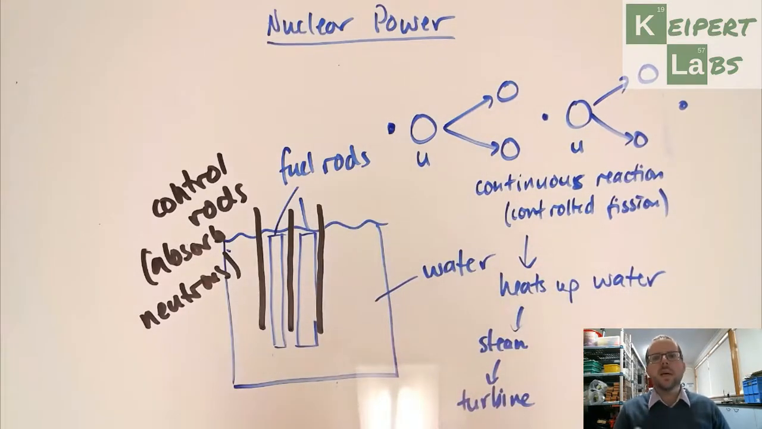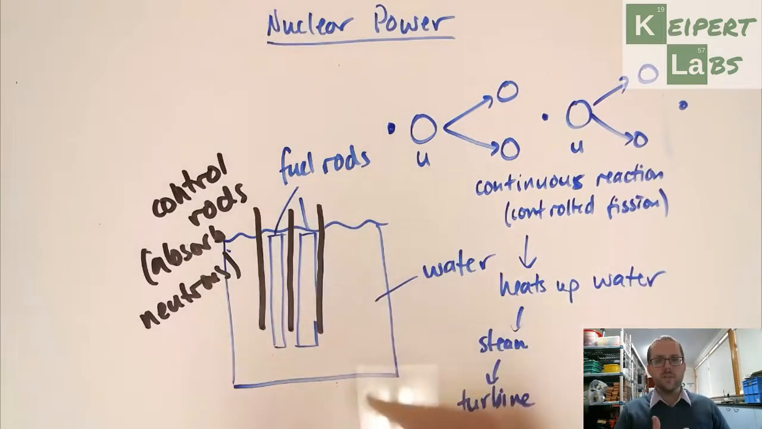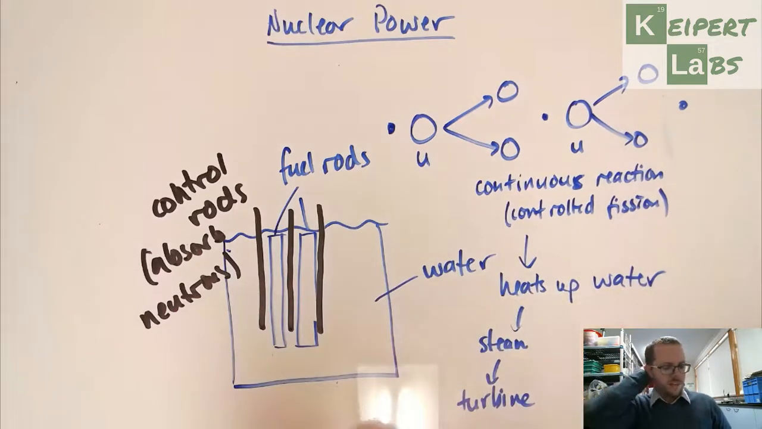That's a way to control the reaction. If the reaction needs to speed up a little bit, we can remove them a little to encourage it along. If it's getting out of control, we bring them back down so that we can absorb more of those neutrons and slow it down. It's all about helping to maintain a water temperature so that this reaction can happen.